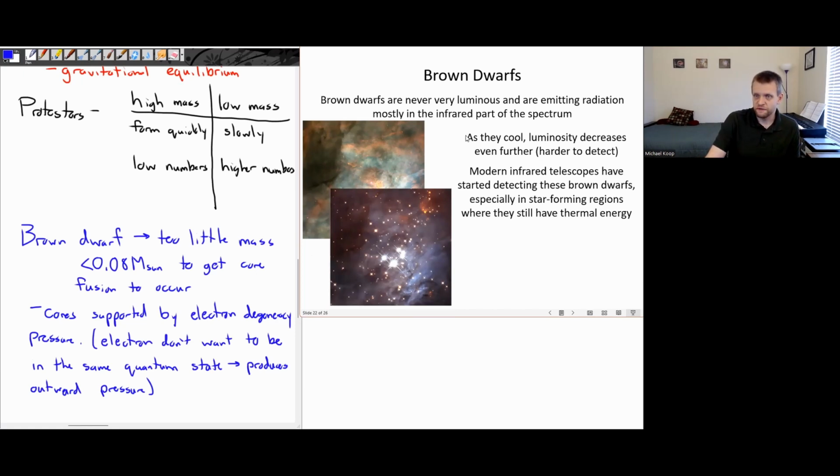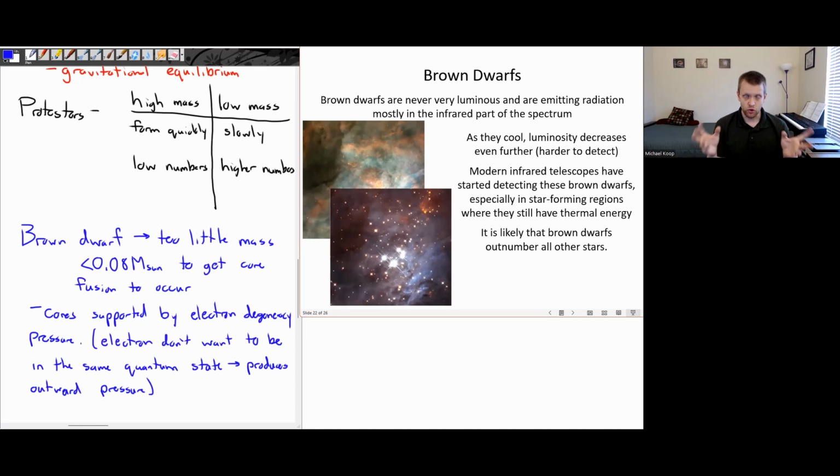So these objects are very hard to detect with visible light, but more modern telescopes that have started looking at the sky in the infrared part of the spectrum, especially these more space-based observatories, again, the James Webb Space Telescope, should be excellent at being able to do this because it looks partly into the infrared. This has allowed us to detect how many brown dwarfs are out there, and it's possible that brown dwarfs outnumber all other stars.